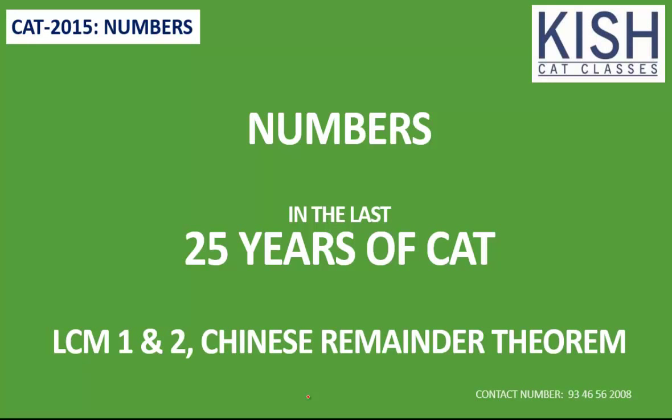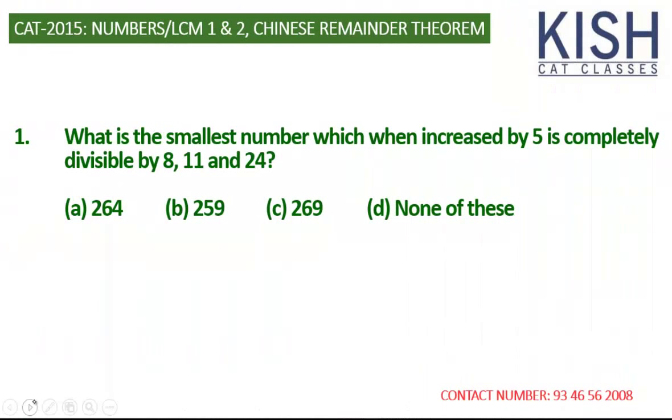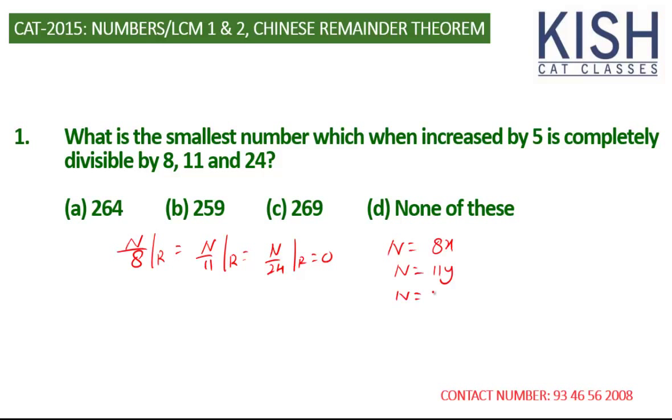First I move to question number 1. What is the smallest number which when increased by 5 is completely divisible by 8, 11 and 24? Now n is divisible by 8, n is divisible by 11 and also n is divisible by 24, but the remainder is 0. It means n we can take as 8x, n is of the format 11y, n is of the format 24z.